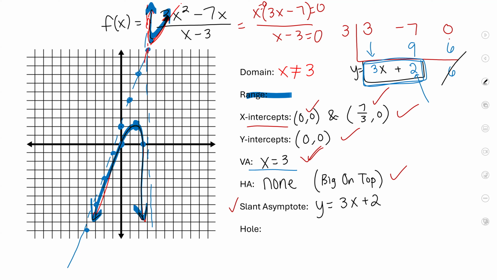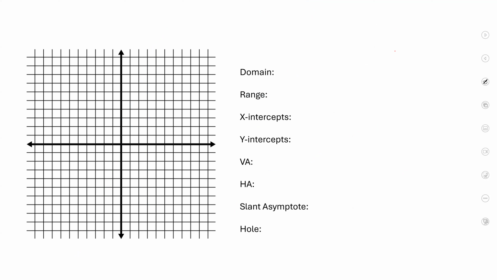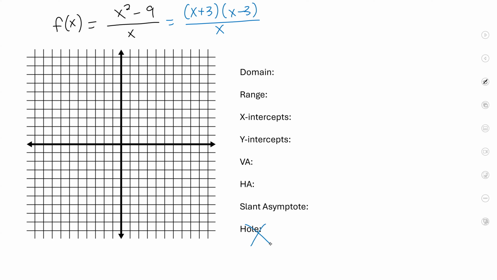Okay, we're going to do another one together. Go ahead and look at the next page. We have f of x equals x squared minus 9 over x. Go ahead and factor and give me all of the information. All right, so if you factor the numerator, you should get x plus 3 and x minus 3. X is in the denominator, nothing canceled out, so that means there are no holes in this example.